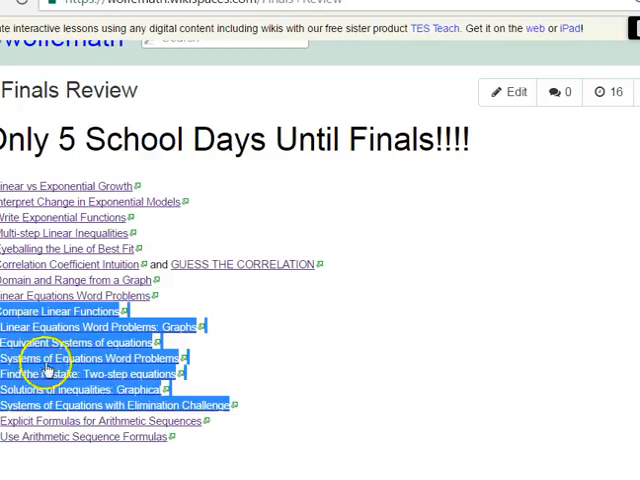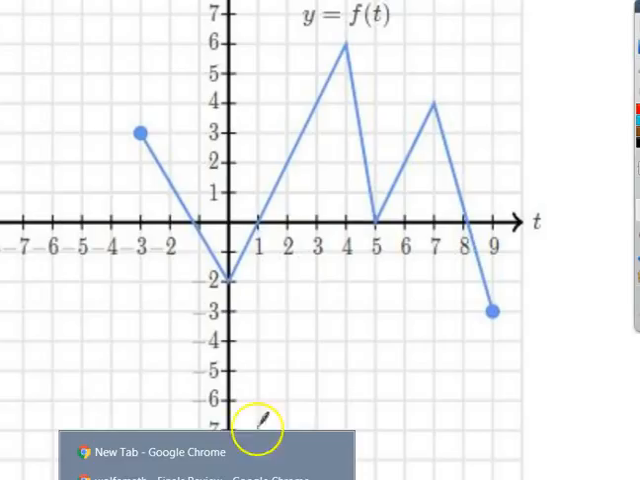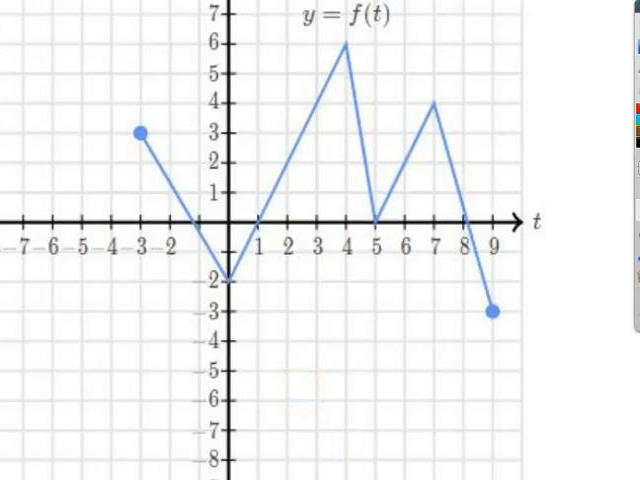So you can see that there's another half of the subjects that we need to cover for the next finals review. That's a final for you. It's cumulative. So let's see.